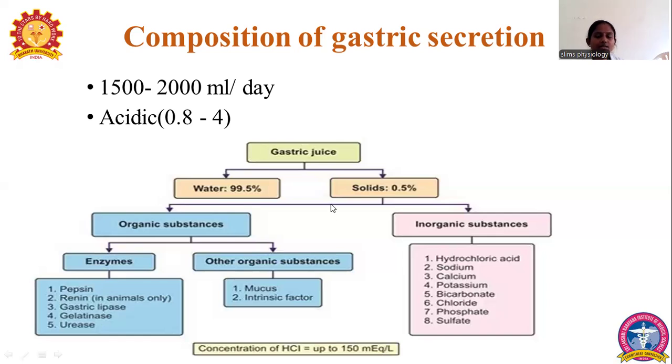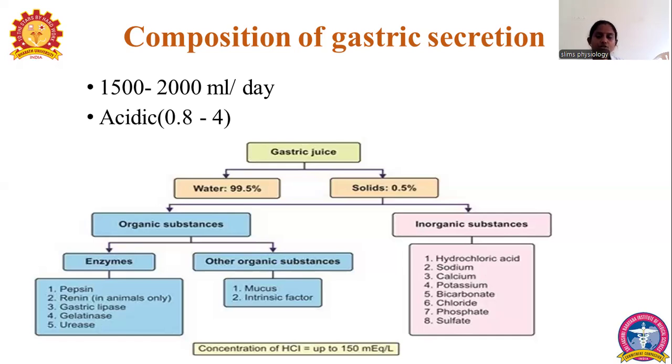So overall, whatever the secretion may be from the gastrointestinal tract, the majority constituent of that particular secretion is water, constituting about 99 to 99.5% of water. The remaining is solids, about 0.5%. In that solid component of the gastric juice, we have organic substances and inorganic substances. Inorganic substances, so we can easily say what is the main inorganic substance present in the gastric secretion? All of us know. Yes, it is hydrochloric acid. So we have hydrogen and chloride in the gastric secretion.